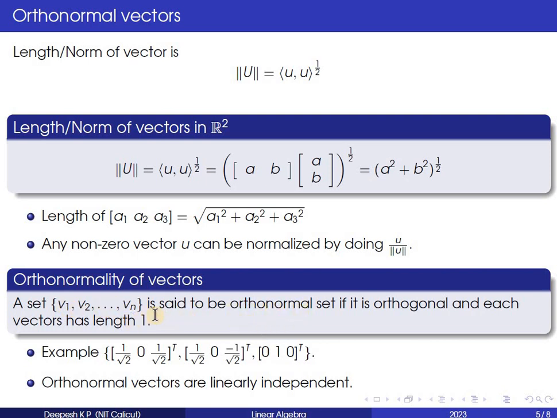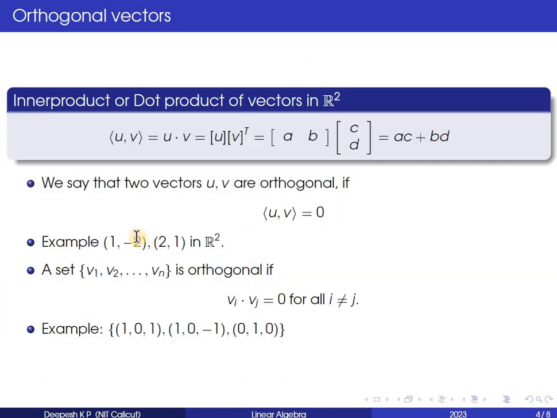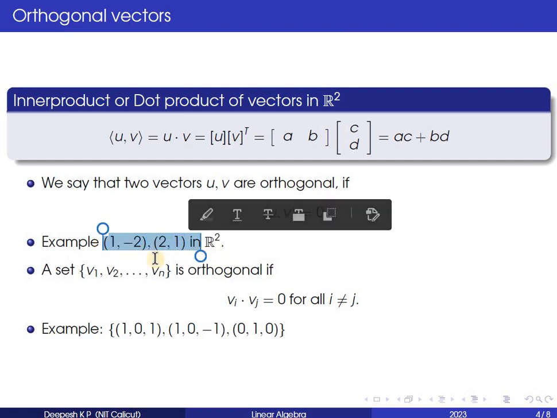That makes it an orthogonal set, and every vector should have length equal to 1. That is, length of v1 should be equal to 1, length of v2 equal to 1, etc., length of vn equal to 1. Okay, so in the previous example, you can see that this collection, even though it is an orthogonal collection, it is not orthonormal.